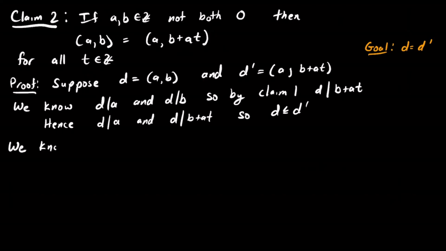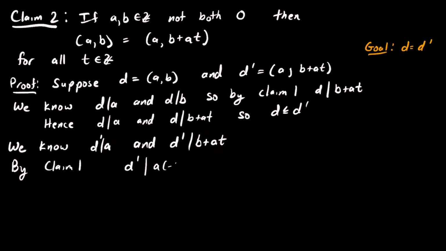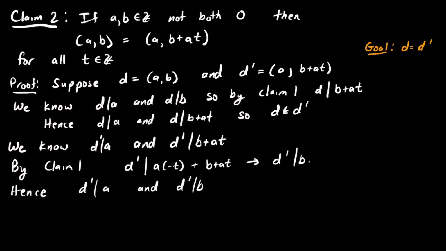Well, we know that d prime divides a, and d prime divides b plus at. Right, so d prime is the greatest common divisor of a and b plus at, so it has to divide both of them. And now what I'd like to do is take a clever integer linear combination of a and b plus at in order to produce b. So what am I going to do? I could say, okay, by claim 1, we have that d prime must divide a times negative t plus 1 times b plus at, or just plus b plus at. And what does this mean? Well, this is just another way of saying d prime divides b. So hence, we know that d prime has to divide a, and d prime has to divide b. So it's a common divisor of a and b, and so d prime is less than or equal to d.